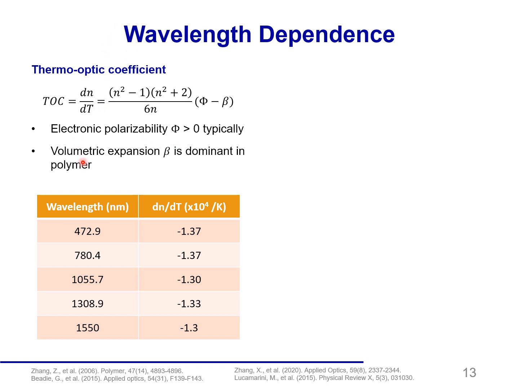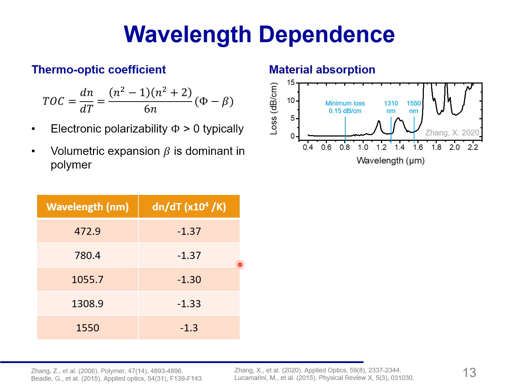As you can see from this table, the TOC of acrylic has been measured from about 400 nanometers to 1550 nanometers with almost the same result. So the only thing we have to consider here is the absorption spectrum.